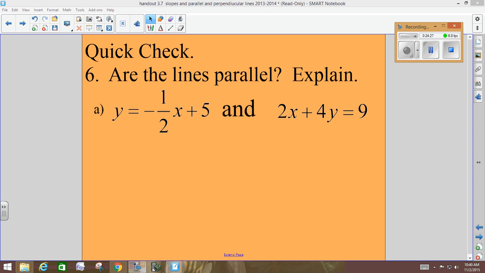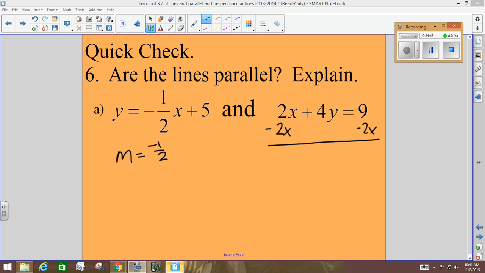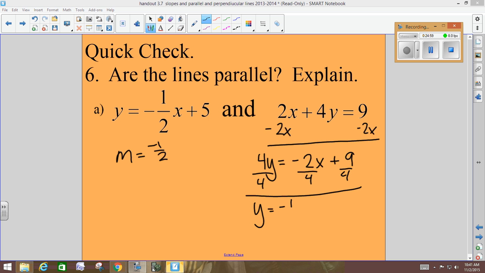All right, for 6 part A, y equals -1/2 x plus 5. Do I have to do anything to this to find the slope? No, what is the slope? Good, -1/2. It's in slope-intercept. The second one, 2x plus 4y equals 9. Do I need to do stuff to that one? Yeah, I got to get it into slope-intercept form. Right now it's in standard form. Subtract 2x over. 4y equals -2x plus 9. Divide by 4. y equals -1/2 x plus 9/4.